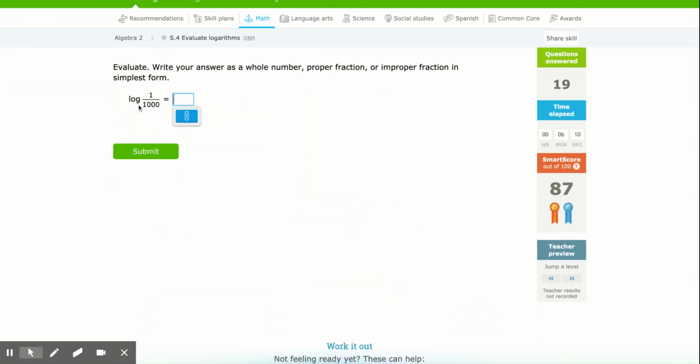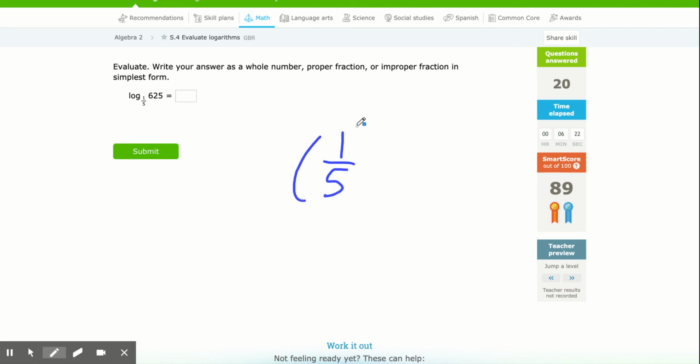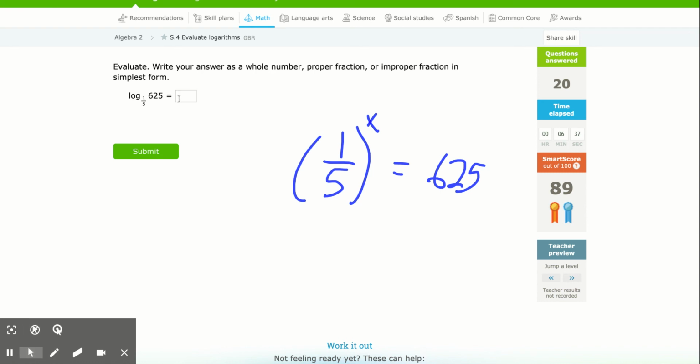Again, 10 turned into a fraction, it's going to be a negative exponent. It takes -3 of them. Again, 1/5. Again, write it out if you need to. It will help you keep track of your signs. Equals 625. Well, I want the 5 in the numerator, not in the denominator. I'm going to have a negative exponent. A negative exponent is going to flip that fraction upside down. So I flip it upside down by using a negative exponent.